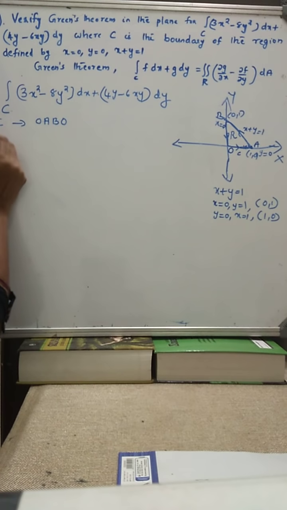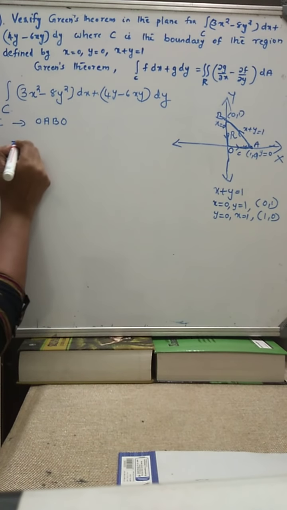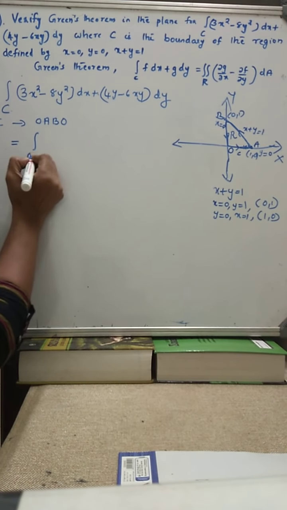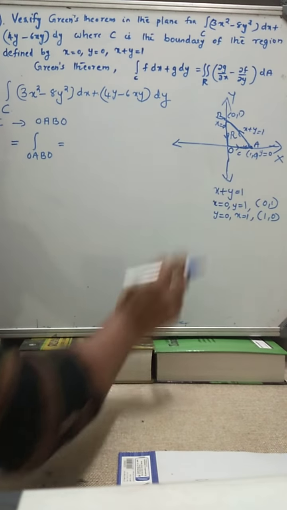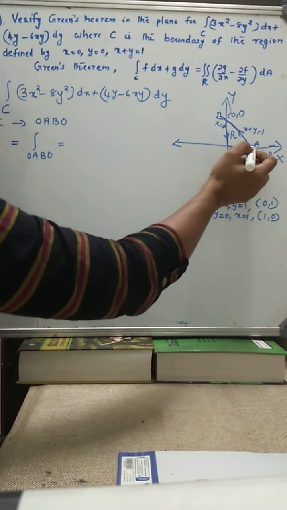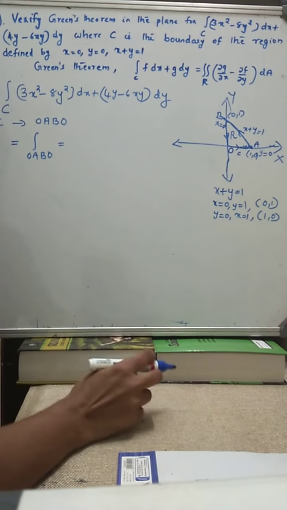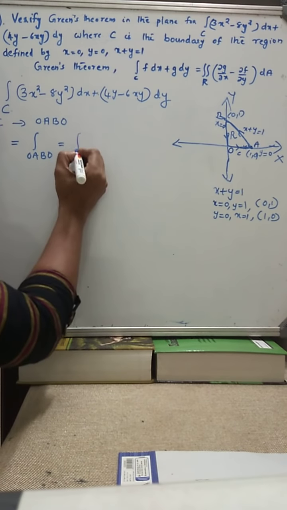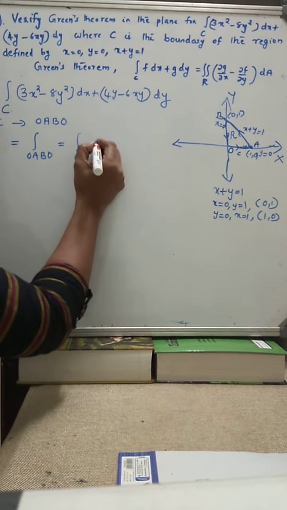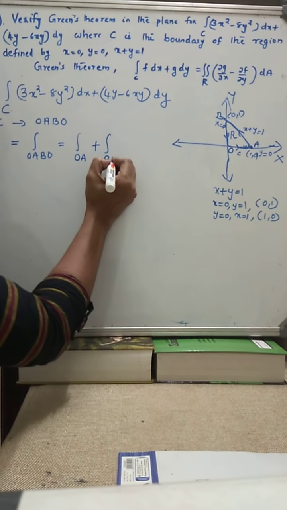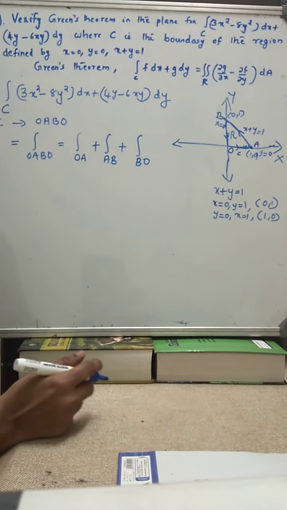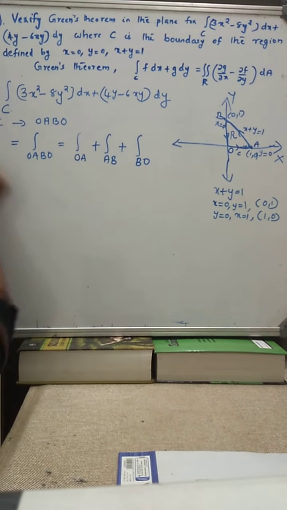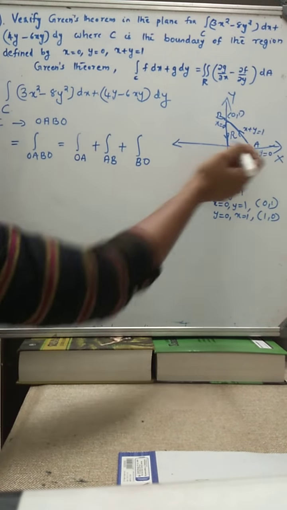In order to evaluate the integral over C, we have to split the integral. OABO is the collection of the lines OA, AB and BO. So we subdivide the integral as the integral over OA plus the integral over AB plus the integral over BO, so that we can evaluate the integral over C. First we do them one by one.